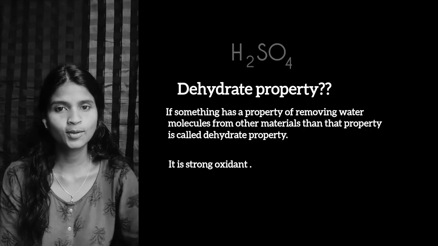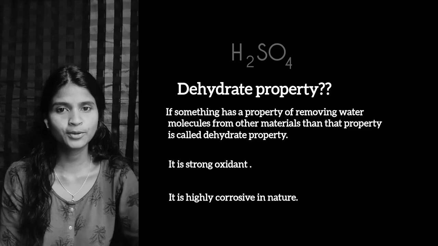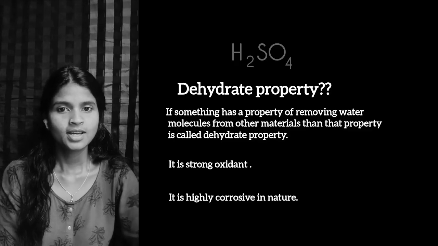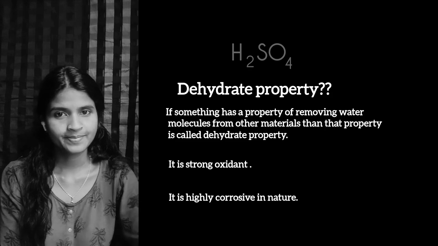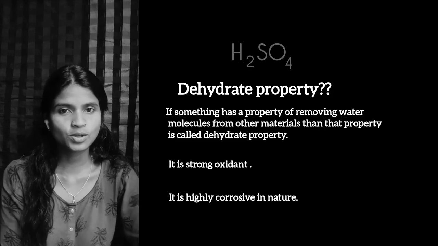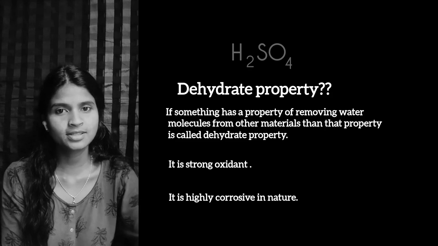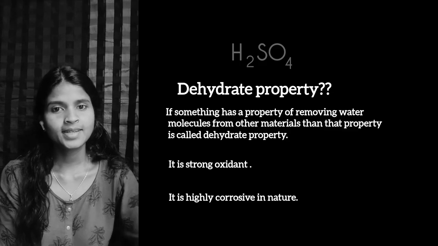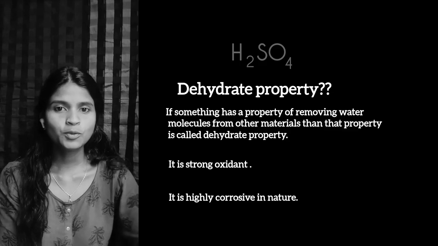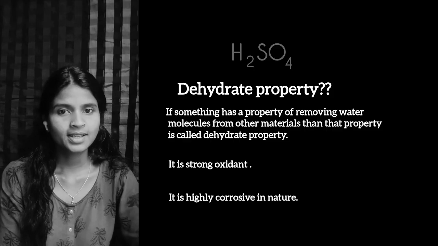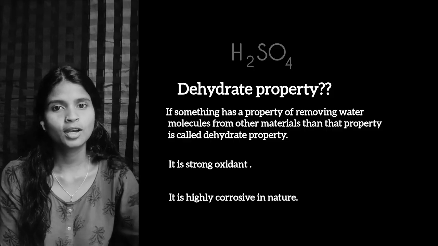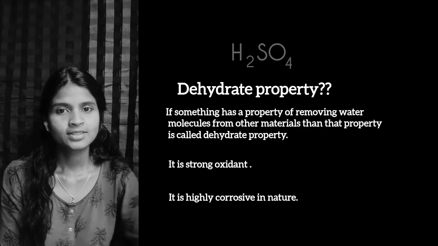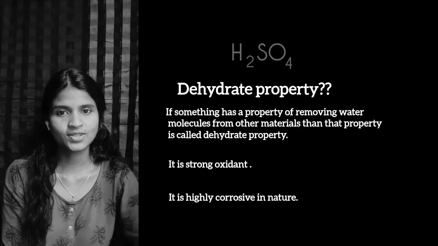This makes it highly corrosive in nature. You might have heard about corrosion and rusting. The oxide layer that forms on a material surface is called corrosion. Here, sulphuric acid is a strong oxidant, so this allows the metal surface to get oxidized. And the dehydrating property removes the water molecules from the material, and the removal of water molecules allows the material to get oxidized automatically. So this makes sulphuric acid highly corrosive in nature.